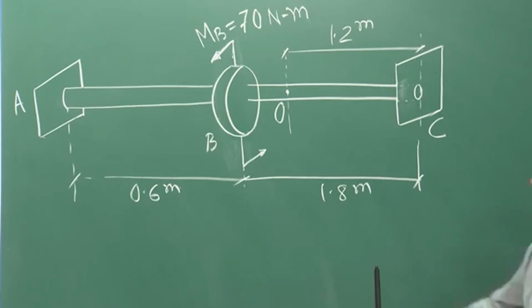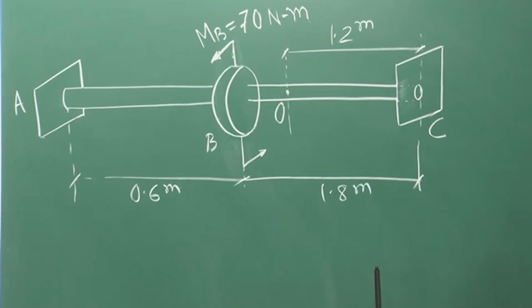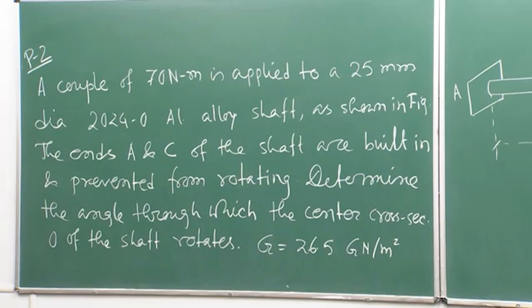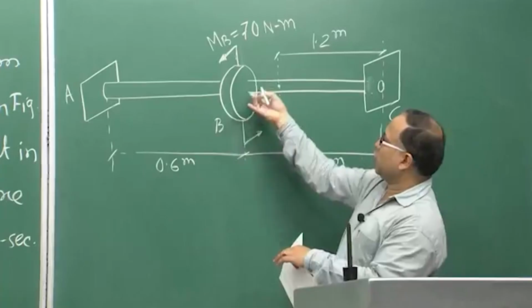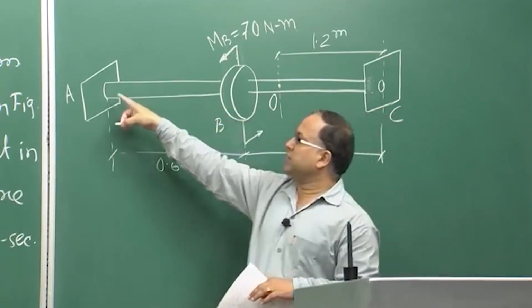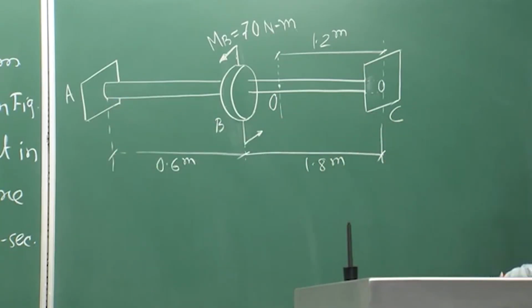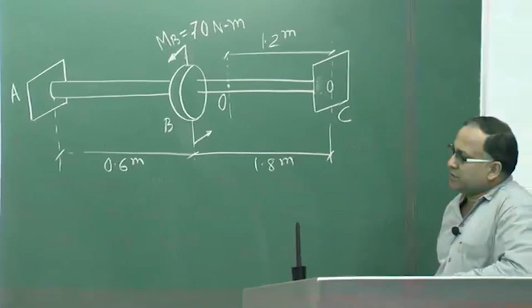The ends A and C of the shaft are built in. So, they are clamped, built in with the support and prevented from rotating. So, it cannot rotate. When the torque is applied, it cannot rotate at the end. So, the rotation is completely prevented or restricted at A and C. Determine the angle through which the center cross section O rotates.